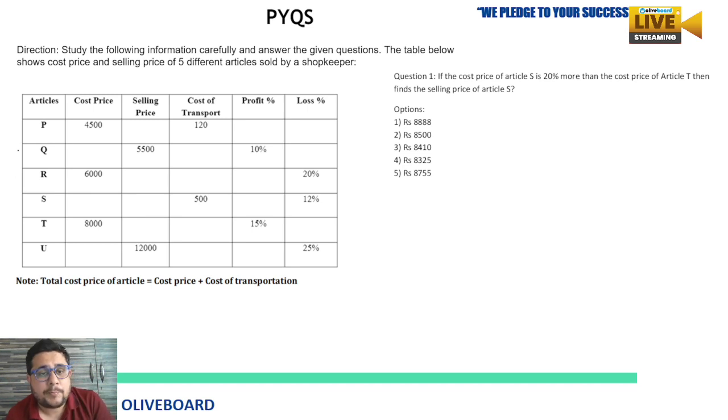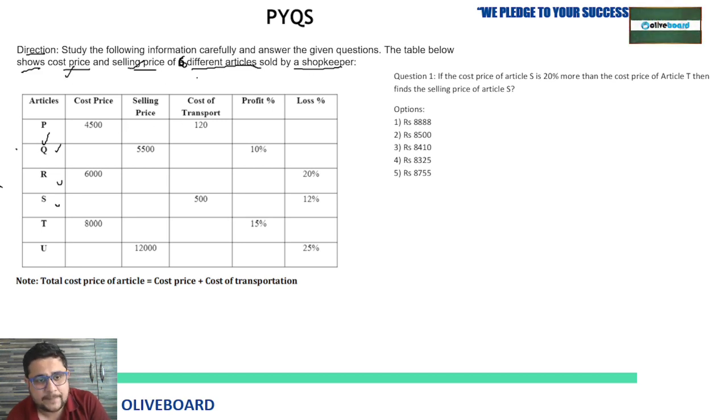From the previous year, today's question has this direction: study the following information carefully and answer the given question. The table below shows the cost price and selling price of 5 different articles sold by a shopkeeper. But here you can see there are 6 articles, not 5: P, Q, R, S, T and U. The table shows the cost price and selling price of these articles.